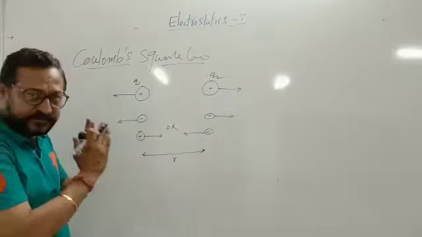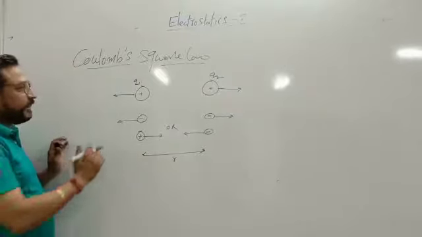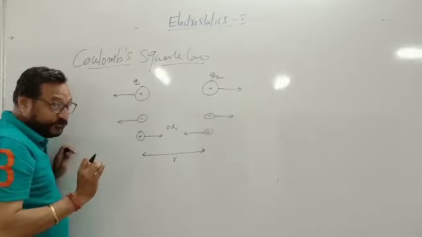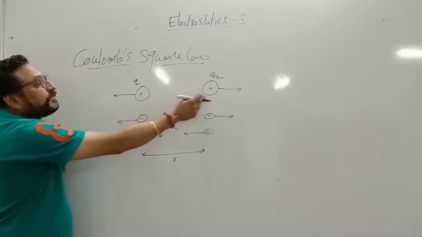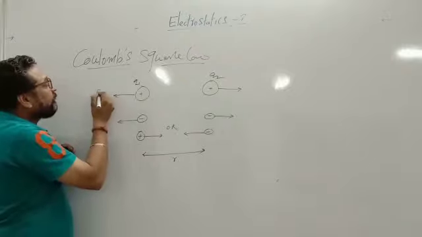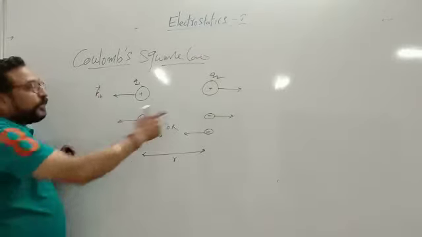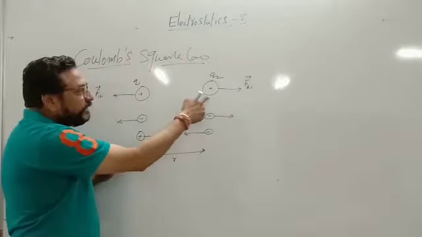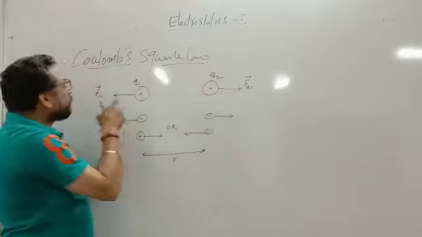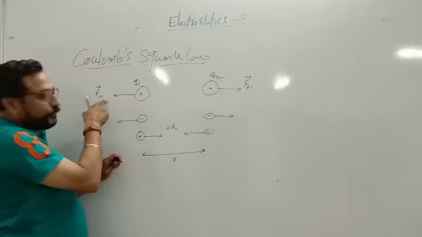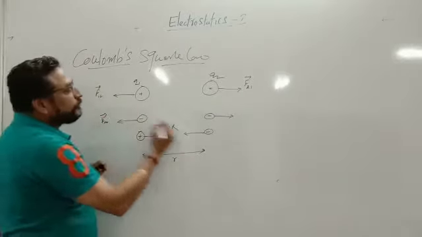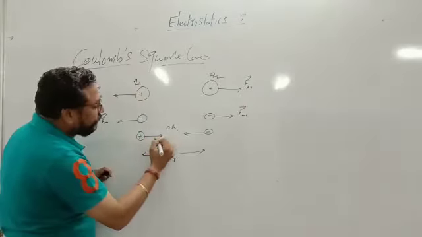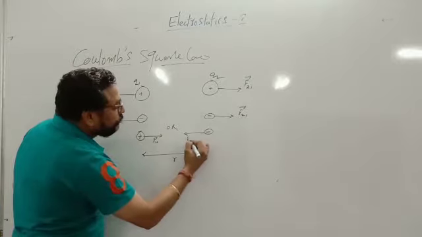Then we go towards its statement first of all. This is the first charge, this is the second. There is an important conclusion, the direction factor. On the first, the second applies a force F12. On the second, the first applies a force F21. This is vector form: F12 and F21.